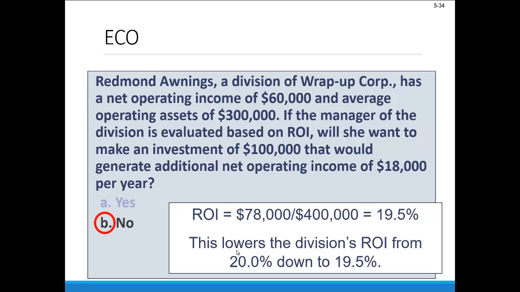And this is what we were referring to earlier with this underinvestment problem. This is potentially a very profitable project for the company as a whole, but the manager probably doesn't want to take it on because it's going to decrease their ROI. They want to be accepting things, in other words, that are at least keeping their ROI the same, if not increasing it to any extent possible.